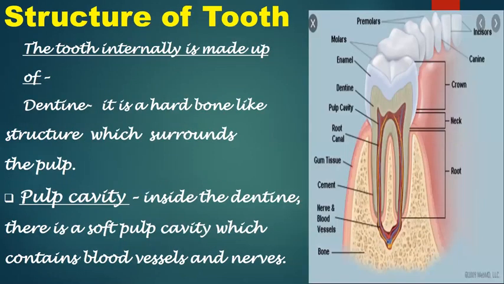Now let's study about the tooth. Internally, the tooth is made up of dentine. It is a hard bone-like structure which surrounds the pulp. What is pulp? Pulp cavity is inside the dentine. There is a soft pulp cavity which contains blood vessels and nerves.